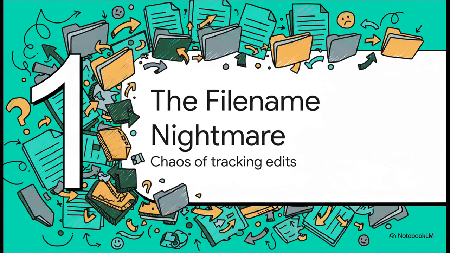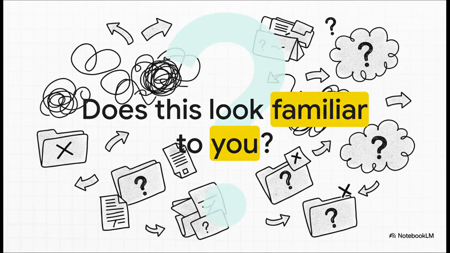So let's start with the problem, and honestly, it's a big one. I call it the file name nightmare. You know exactly what I'm talking about, that familiar chaos that just takes over when you're trying to track your work and all the different revisions. I mean, seriously, just take a look at this. All these scattered files, the question marks, the dead ends. Does this feeling of just digital confusion look familiar? If you've ever worked on a project with more than one draft, I'm willing to bet it does.